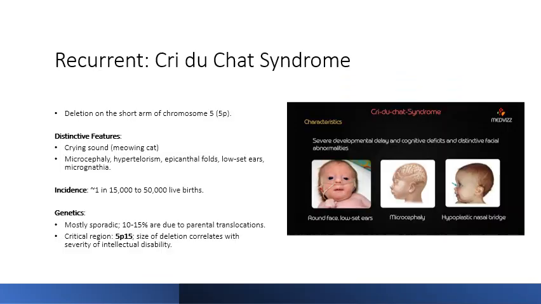Another recurrent deletion syndrome is Cri-du-Chat syndrome, which results from a deletion on chromosome 5p, the short arm of chromosome 5, and is named for the characteristic high-pitched cat-like cry in affected infants. This condition is quite rare and it's mostly sporadic, although some cases are due to parental translocations, resulting in an unbalanced form in the fetus. The deletion size often correlates with the severity of intellectual disability and the physical features of the patient.